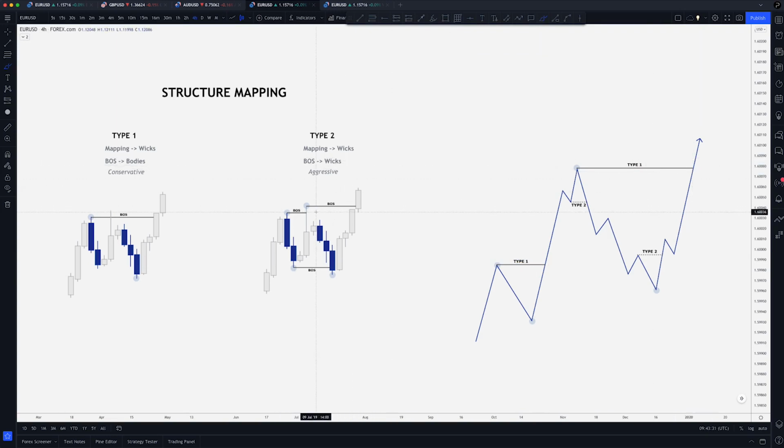Now where I use type 2, so where I just want to see a wick break, I use those for the changes of character. So on the internal structure, I'm happy just to see a wick break there to know that I've had my change of character. Now I know the pullback's starting, and now I know maybe the pullback's ended and we can get that next higher high. Okay, so hopefully that makes sense.